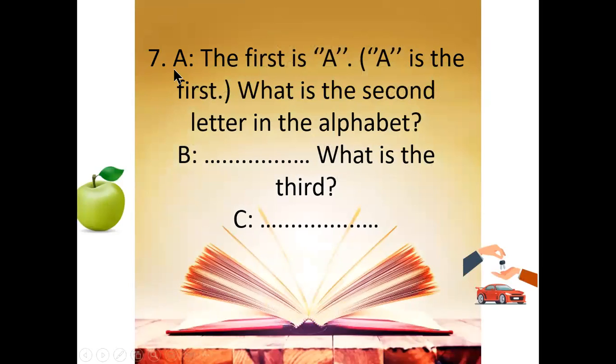Dialogue 7, among A, B, and C. The first is A, or A is the first. What is the second letter in the alphabet? B is the second letter in the alphabet. What is the third? The third is C. What is the third letter? The third letter is C.